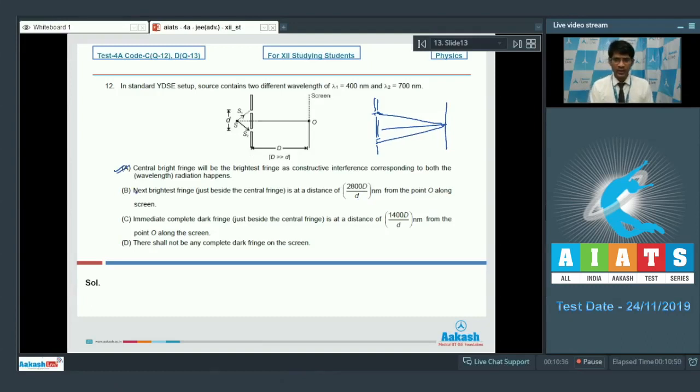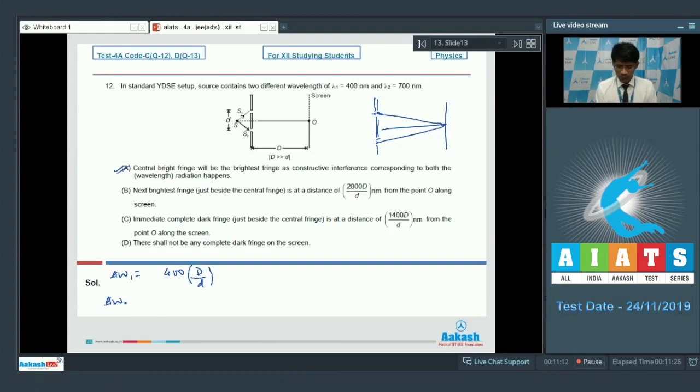Now the next statement is: the next bright fringe just beside the central fringe is at a distance of 2800 D divided by small d nanometer from the point O along the screen. For this, we need to find what is the fringe width corresponding to the two different wavelengths. So I would say the fringe width corresponding to the first wavelength, delta W1, would be equal to lambda capital D divided by small d. It would be written as lambda to be how much? It is 400 into capital D divided by small d. This is the fringe width.